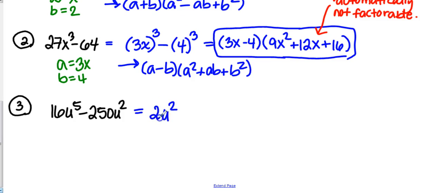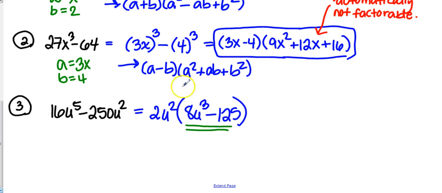So let's factor out 2u squared. That will leave behind 8u to the third minus, what's half of 250? 125. And now the inside is something I can keep going with. My goal is that from chart knowledge, we're like, yes, I can do something with 8. And yes, I can do something with 125. This is the difference of cubes, where A will be what? And B will be what? Take a shot. See what you say A and B will be.